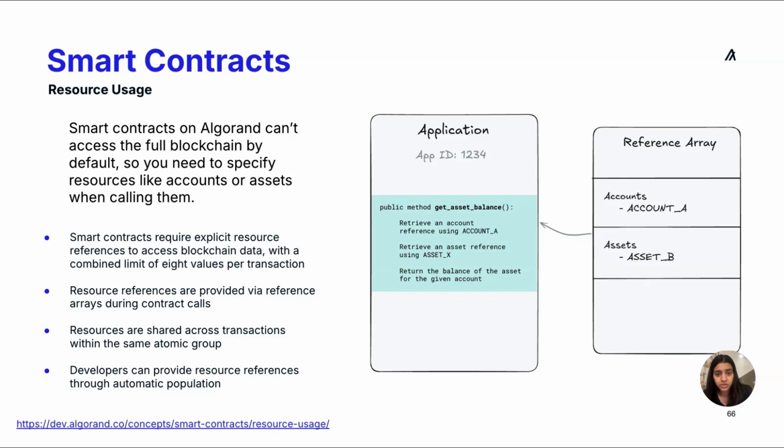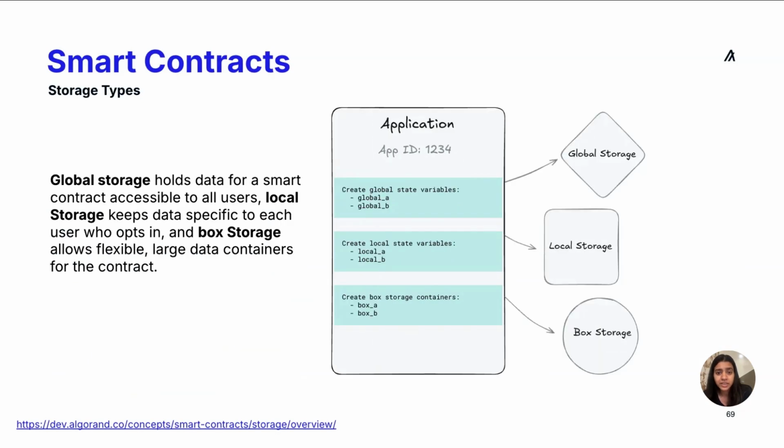And here's the good news. If you're using AlgoKit, it actually handles a lot of this automatically for you behind the scenes. There's a limit though. You can reference up to 8 different resources per transaction. But if you're working with atomic groups, multiple transactions that execute together, those resources can be shared across all the transactions in the group.